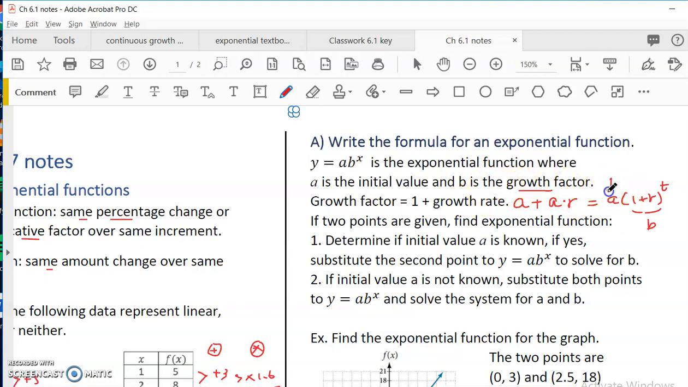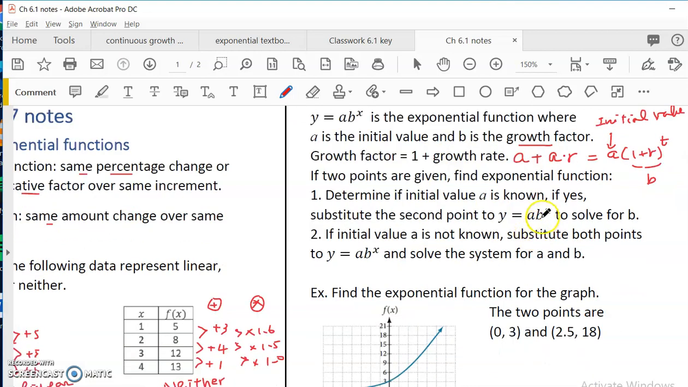So again, initial value. If you know the growth factor, which is very rare, usually they will tell you what the growth rate is. You add 1 to it, it becomes b. 1 plus the growth rate becomes b. Growth rate is how much it grows percentage-wise.